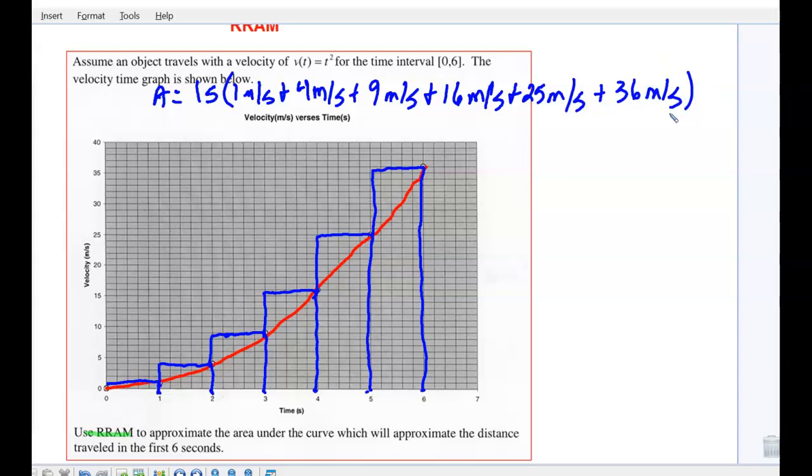And now if I added all those up, I get a total of 91. So it would be 1 second times, just going to double check that again, 14. So yes, that is 91 meters per second. So if I multiply those together, I'm going to get 91 meters. And again, that would be my approximate distance. And clearly we can see that this is an overestimate because I'm calculating area above my graph. Okay? But that is the procedure for doing a right ram.